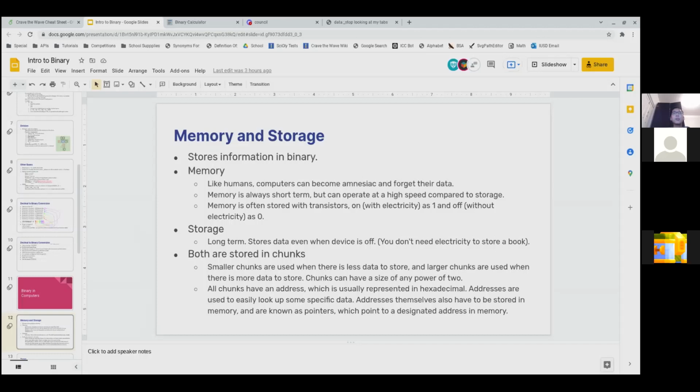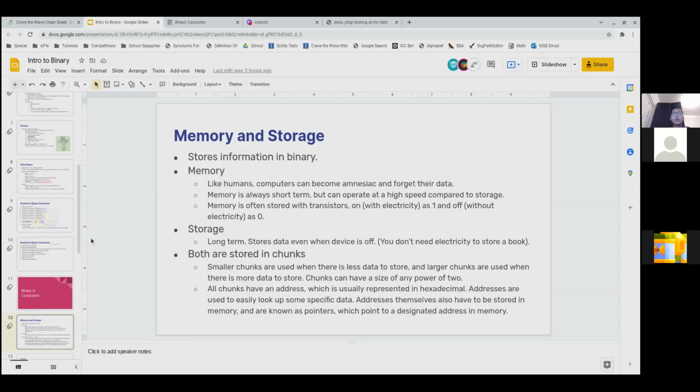So memory and storage in computers is stored in binary, like I said earlier. Memory, computers can become amnesia and forget their data. So memory is short term but can operate at high speeds compared to storage, and is stored with transistors, with on as one and off as zero. Storage is long term as opposed to memory, and stores data even when the device is off. For example, a USB is long term storage.